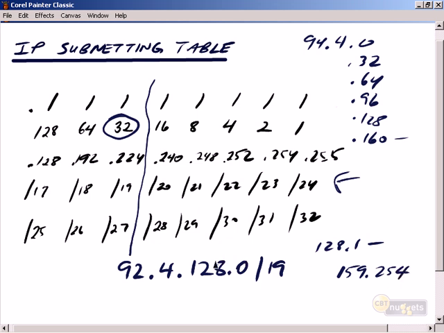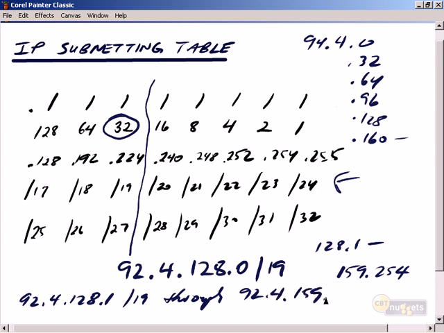So our acceptable range, our usable host range, would be 92.4.128.1/19 through 92.4.159.254. Okay, 159.255 is the directed broadcast. The one above that is 160.0. Can't use that. That's the next subnetwork if we're using a /19 prefix.